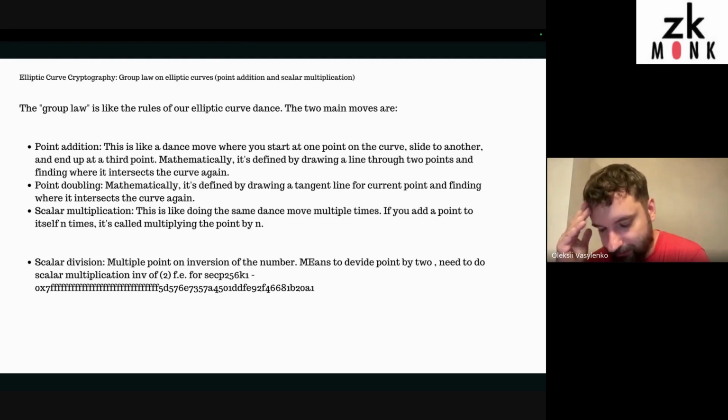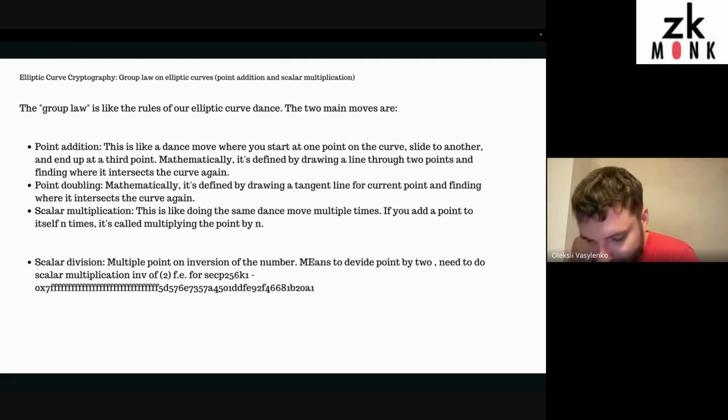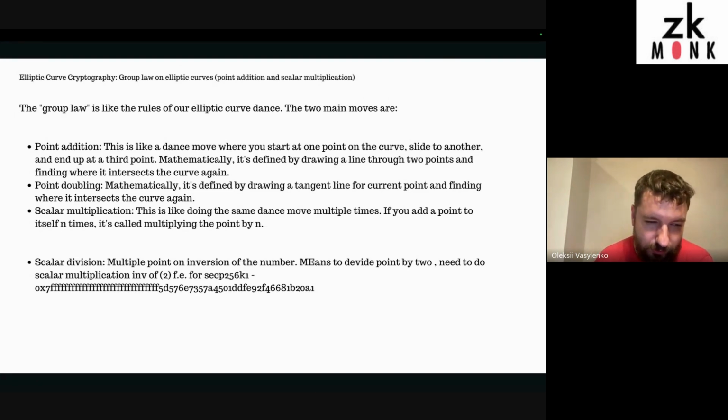Scalar division is the same as scalar multiplication, but you need to multiply by an inverse number. Previously we were speaking about how modular inversion might be calculated by the GCD, greatest common divisor algorithm. So for instance, if on an elliptic curve you want to divide any point by 2, you need to multiply by the inversion of 2. Inversion of 2 is this big number, as you see on the bottom. So it's not trivial. If multiplication by 2 is just one operation, point doubling, division by 2 is almost 255 bits operation. 255 operations will be around.